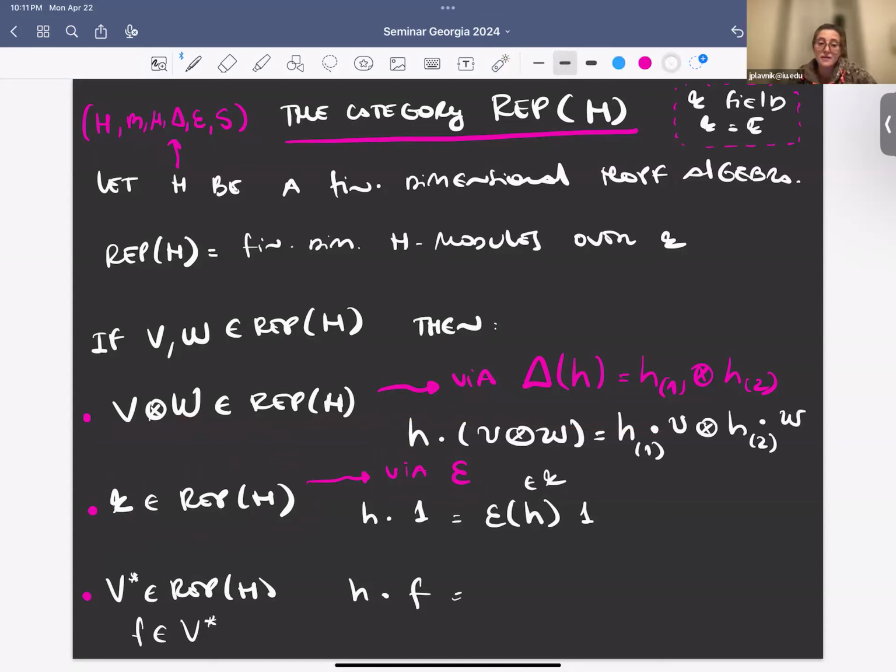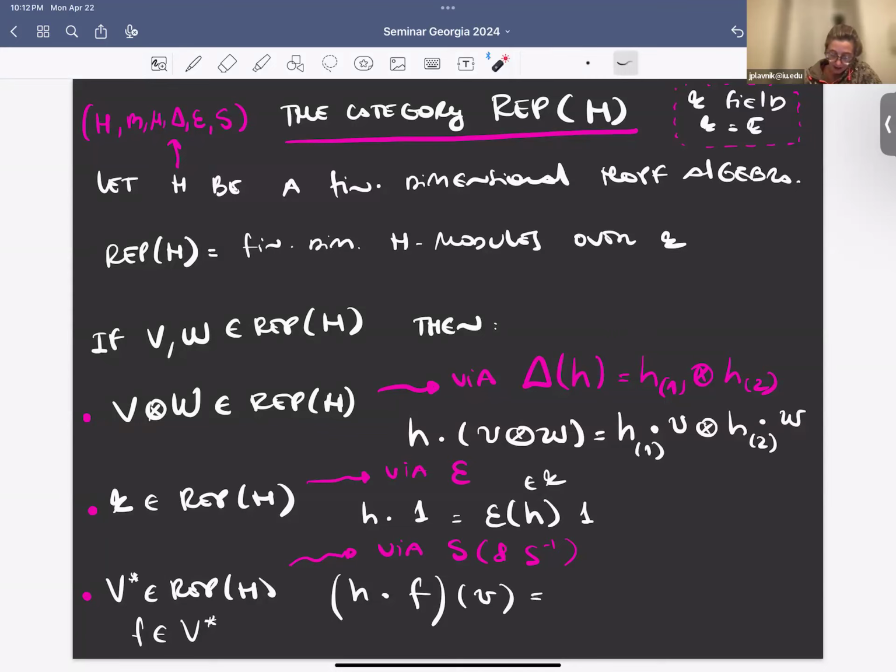The other nice thing is that the dual of one of our modules is again a module. How? Here we will use the antipode, as you might have guessed. And also we will use the inverse of the antipode, depending on whether I want to give a right or a left dual structure. So how will we do this? I will act on some linear functional of V, so this will be again a map from V to the field. So I need to tell you what's the value at a certain element v in V.